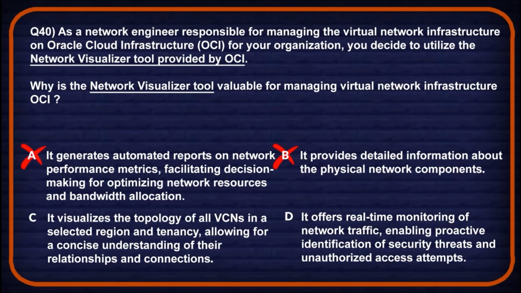Moving on to option number C. It visualizes the topology of all VCNs in a selected region and tenancy, allowing for a concise understanding of their relationship and connection. Network Visualizer displays the VCN topology within the region and tenancy, helping users understand resource relationships and connectivity. So option C looking good.